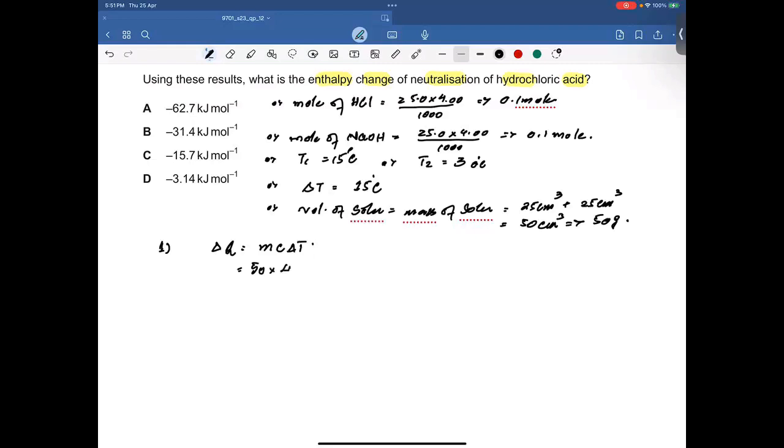Specific heat capacity is 4.18. Delta T is 15. So delta Q, 50 into 4.18 into 15 is going to be 3135 joules. Let's convert it into kilojoule by dividing by 1000. 3.135 kilojoules, right? This is my first step.